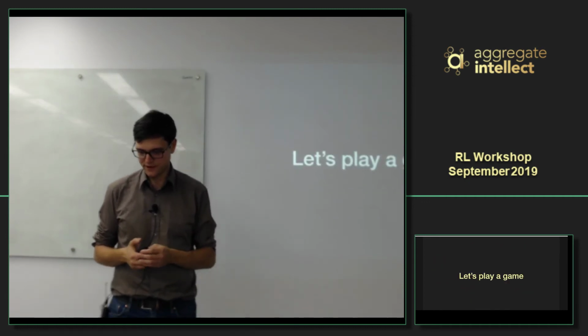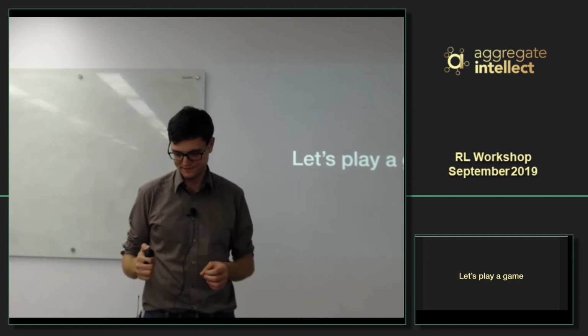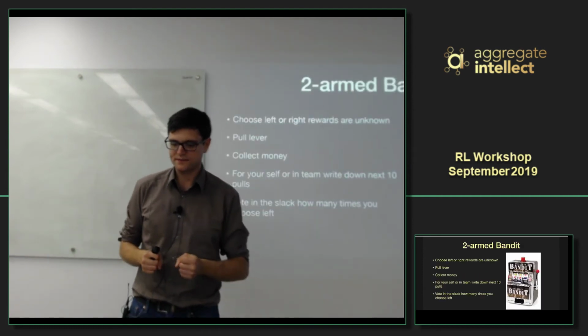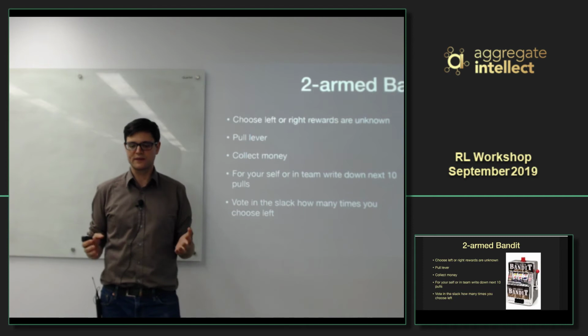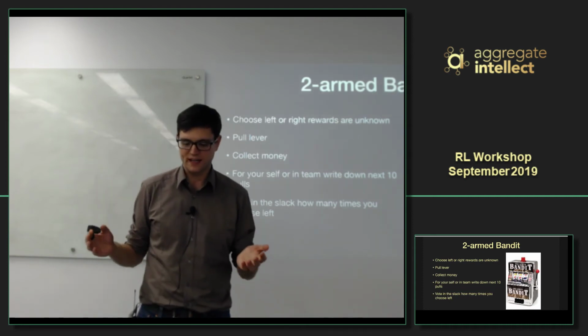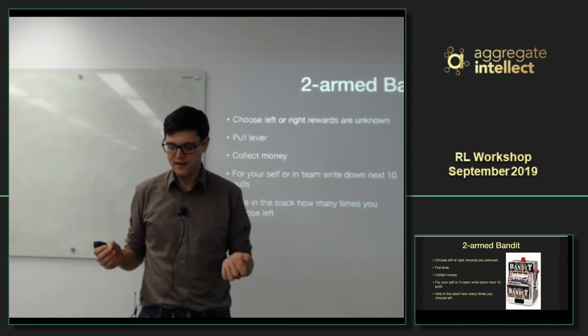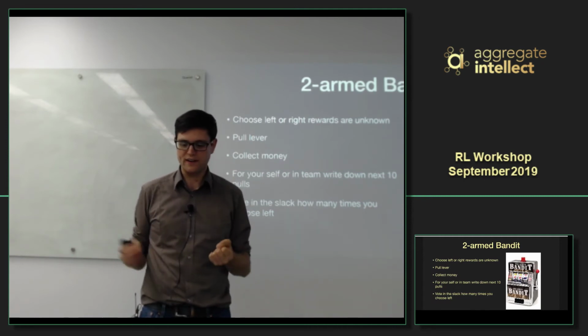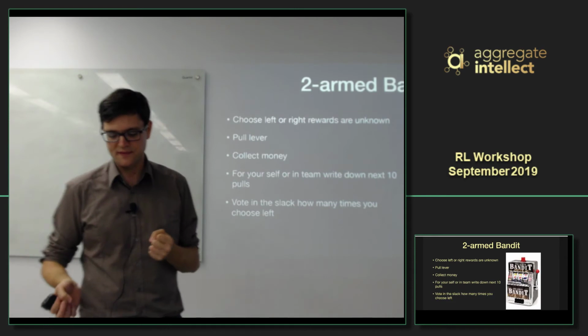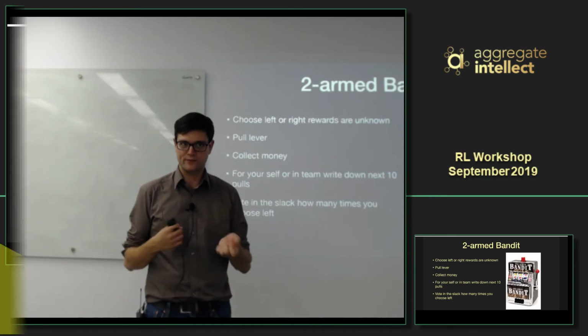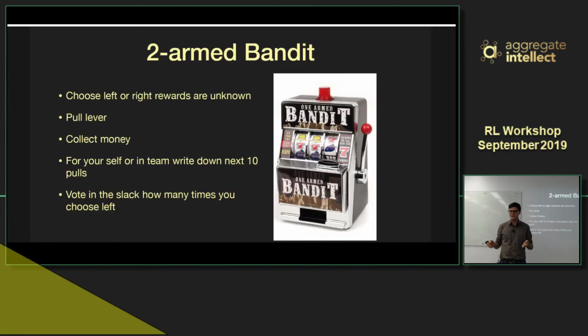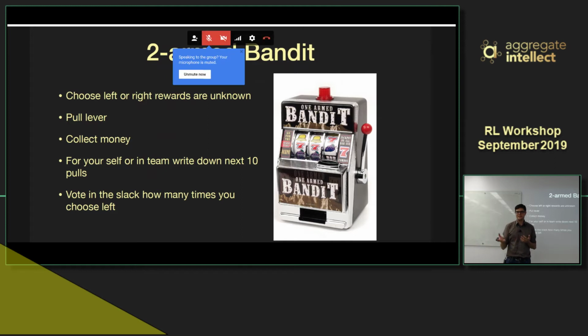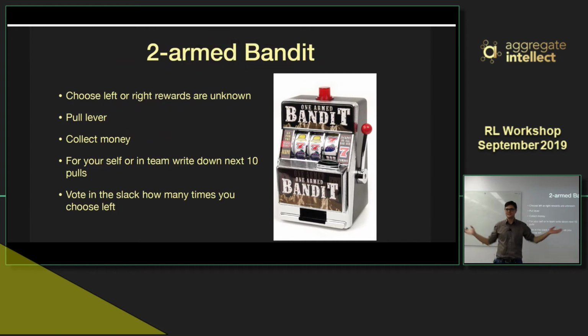So without further ado, let's play a game. I think most of you are familiar with it. It's the two-armed bandit, and we're going to play it. The bandit has two arms, and you pull a lever and collect some money. We're going to play some rounds to warm up, to give you some idea. You can shout left or right, and I will let you know your reward. Come on.